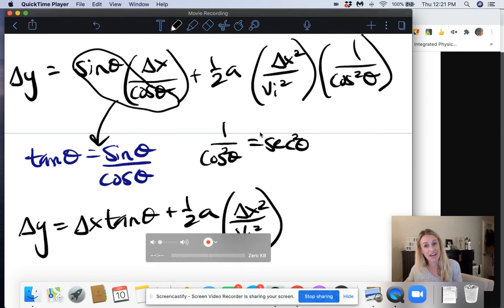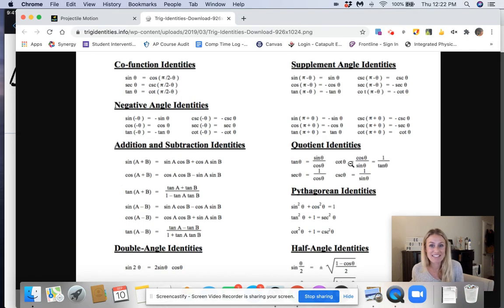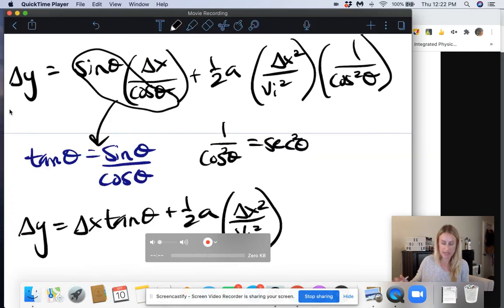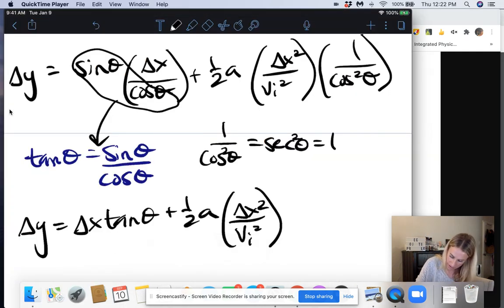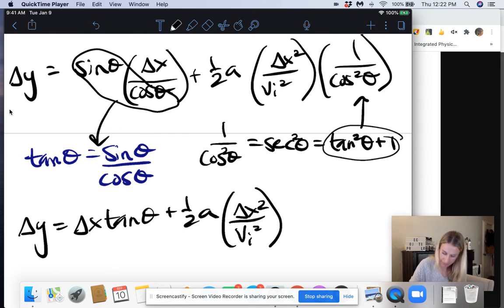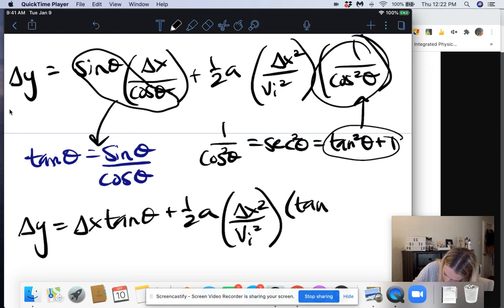And another trig identity is that secant squared theta right here is equal to 1 plus tangent squared theta. All right, so I also want to use this one right here. So I end up getting that this is equal to tangent squared theta plus 1. So now I'm going to plug this in for that right here. So now it's multiplied by tangent squared theta plus 1. And now we're getting somewhere, okay?